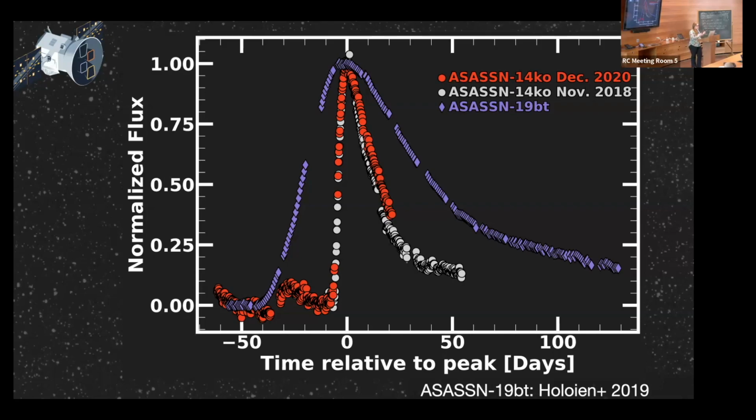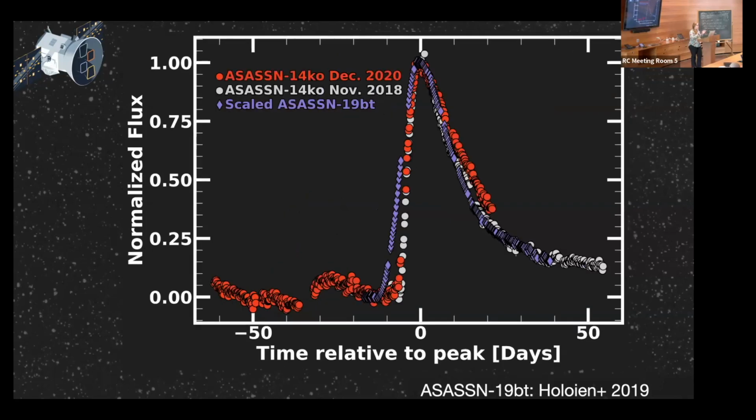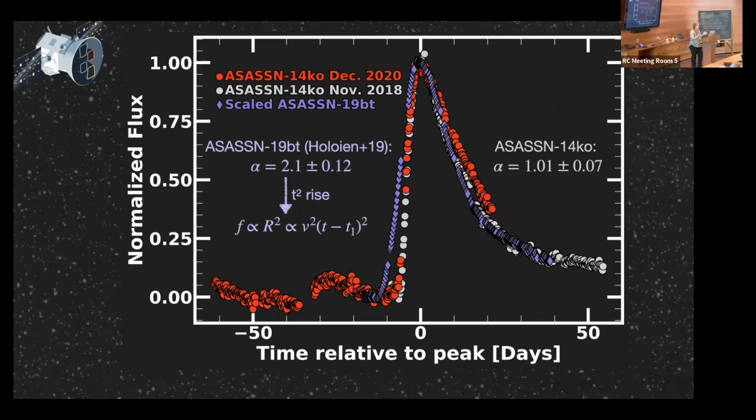But what was interesting is if we just arbitrarily shrink down 19bt onto the scale of 14ko, the shapes of the profiles are eerily similar. But again, the timescales are very different. If we take a look at the rise times, 19bt, along with some other TDEs, all appear to have a t-squared rise, which we expect to see for just a very simple outflow at a constant temperature and constant velocity.